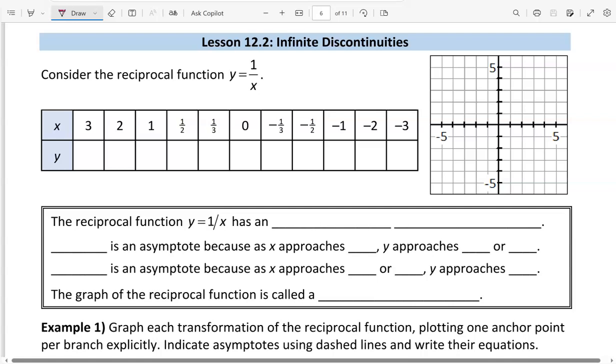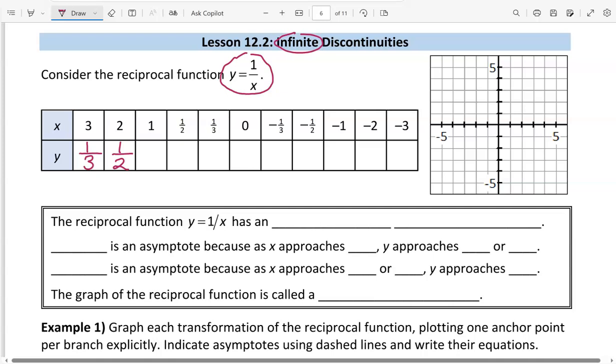In this lesson, we're going to study a different type of discontinuity, an infinite discontinuity, and you'll see in a moment why it's called that. We're going to consider a new parent function, y equals 1 divided by x. If x is 3, y is equal to 1 divided by 3, or 1/3. And if x is 2, y is equal to 1 divided by 2, or 1/2.